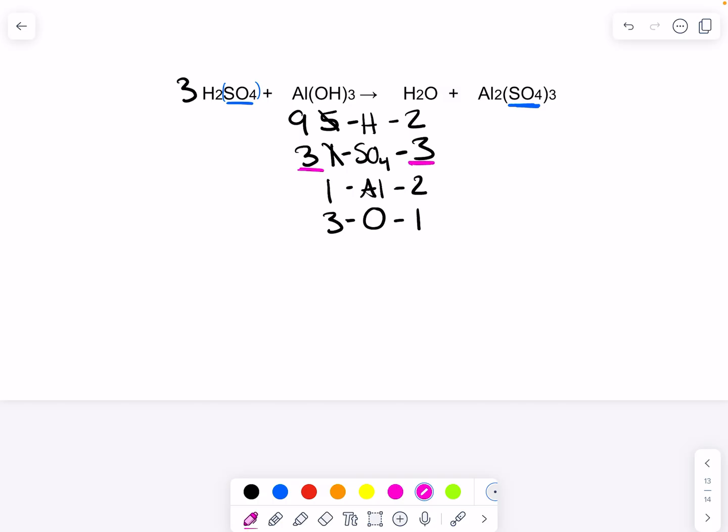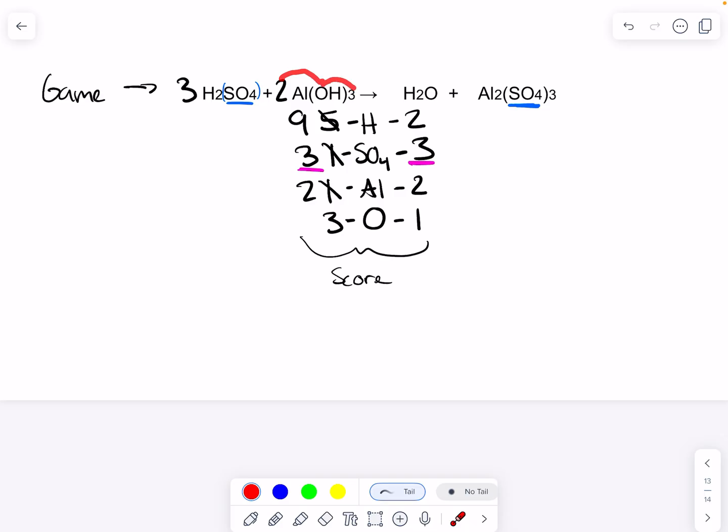Let's go to aluminum. We got 2 on the right, so let's go ahead and get a 2 on the left. So remember, always play the game. Okay, once again, this is the game. Then update the score, right? This is the score. Don't do the score and then the game. Okay, all right, so putting a 2 there, that would give me 2 aluminums. So change that to a 2. Okay, it's going to change my oxygen to a 6.